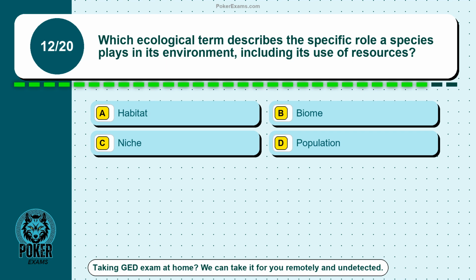Question 12. Which ecological term describes the specific role a species plays in its environment, including its use of resources? Option A, habitat. Option B, biome. Option C, niche. Option D, population.